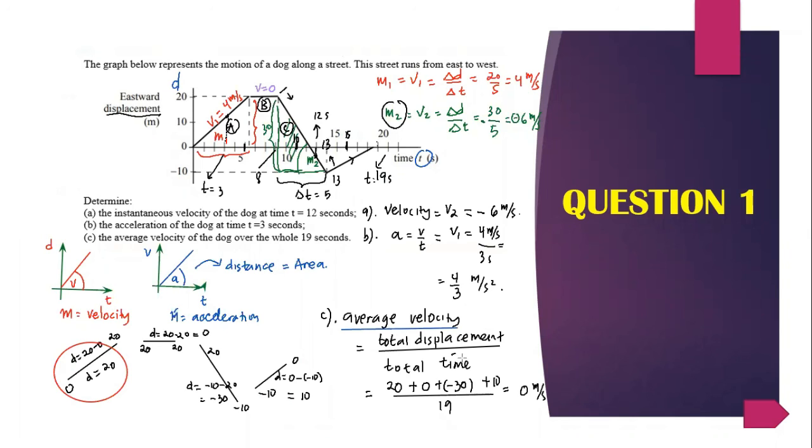So the average velocity is total displacement over total time. You have to sum up the displacement from the first, the second, the third, and the fourth graph. We call that total displacement, and the total time is 19 seconds. So the average velocity is 0 meter per second. Is it clear to you how to understand the graph? Okay, good, thank you.